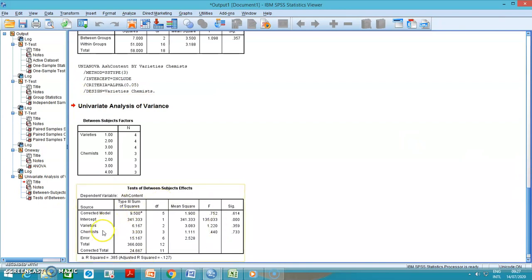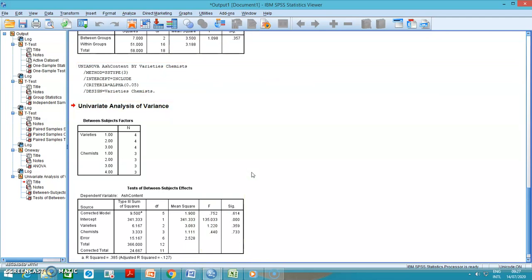So here an ANOVA table is generated in the form of F-tests. One F-test is conducted for varieties and one more F-test is conducted for chemists. So two of them have to be satisfied. Here also no significant difference exists. By seeing the significance values, both of them are greater than 0.05. So we can reject our alternative hypothesis and accept the null hypothesis. So in this case too, this is how we need to carry out the one-way and two-way analysis of variance.